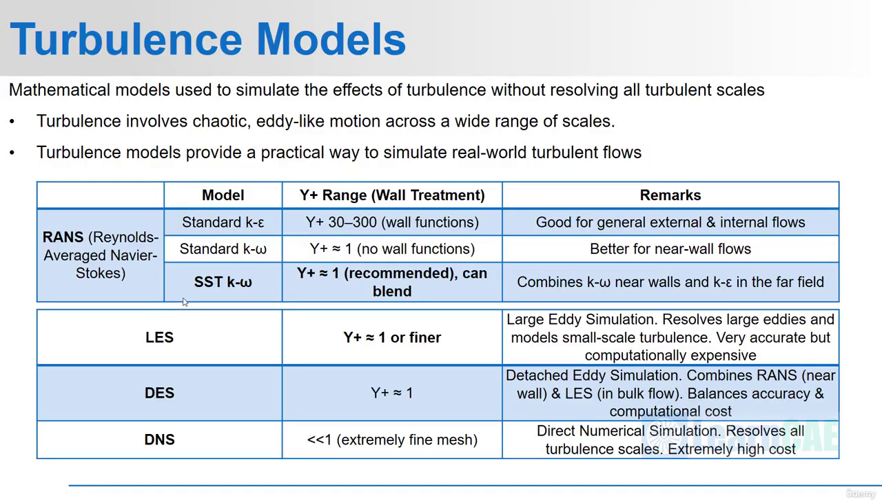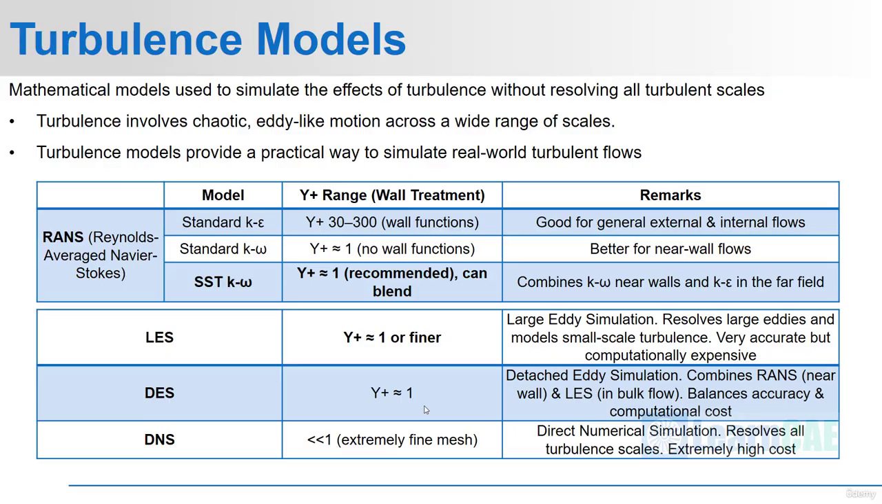Next we shall see some high fidelity turbulence models like LES, DES and DNS models. Let us see one by one. LES represents large eddy simulation, where this model resolves large eddies and models the small scale turbulence. It is accurate but computationally expensive. Here you have to use y plus close to 1. Next is DES, that is detached eddy simulation. It combines RANS near the wall and LES near the bulk flow. It balances the accuracy and the computational cost. Here also you have to use y plus approximately close to 1.